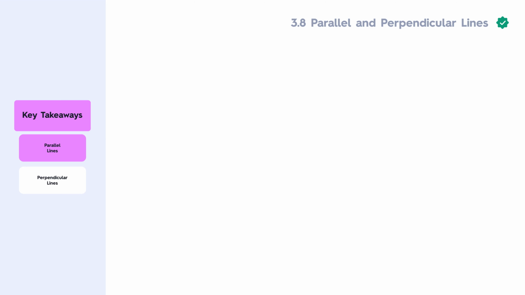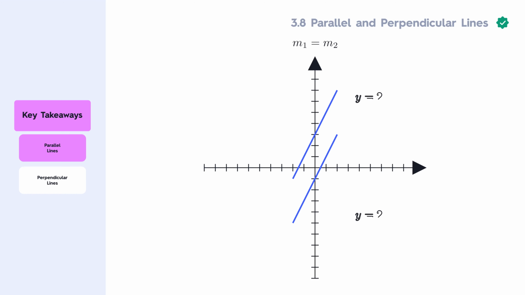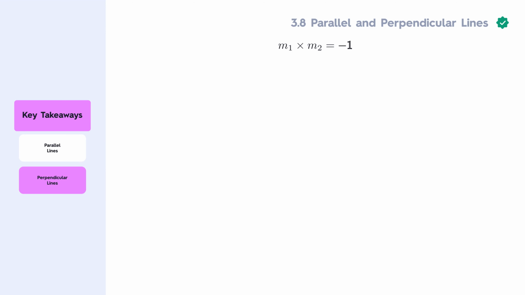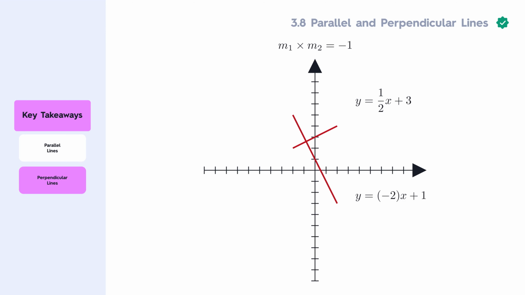Great job making it through the lesson on parallel and perpendicular lines. Let's quickly review what we've learned so far. We learned that two lines are parallel if they have the same slope. Formula to remember: slope 1 equals slope 2. We also learned that two lines are perpendicular if their slopes are negative reciprocals of each other. Formula to remember: slope 1 times slope 2 equals -1. In example 2, we saw that the lines y equals 1 over 2x plus 3 and y equals -2x plus 1 are perpendicular because their slopes multiply to give -1.